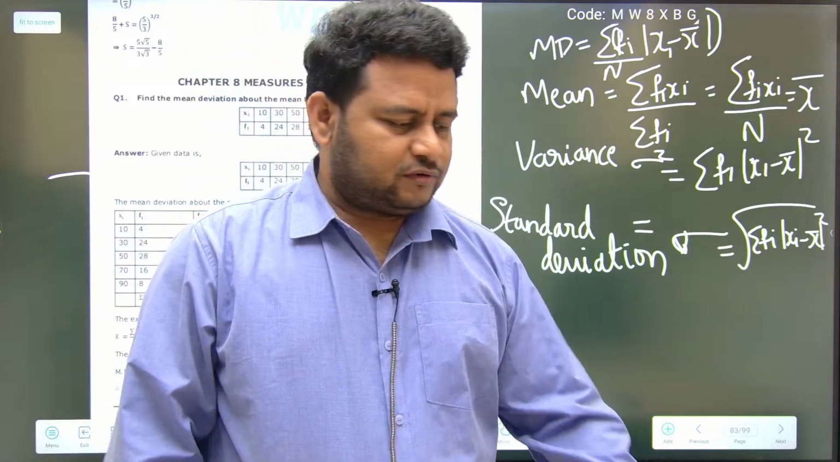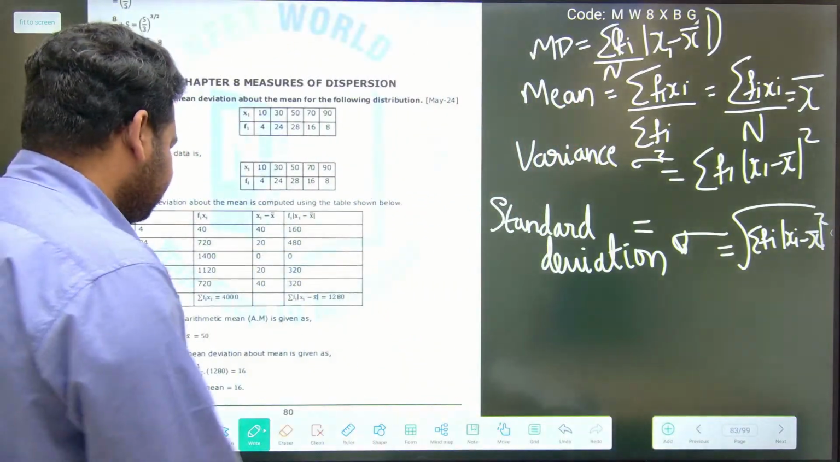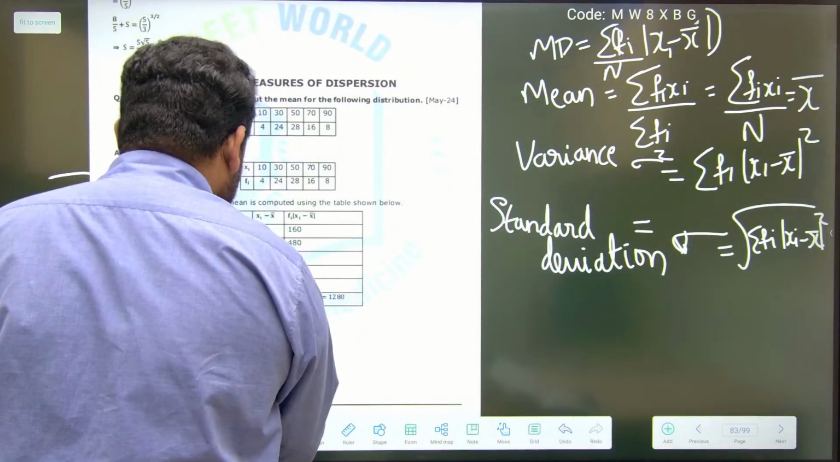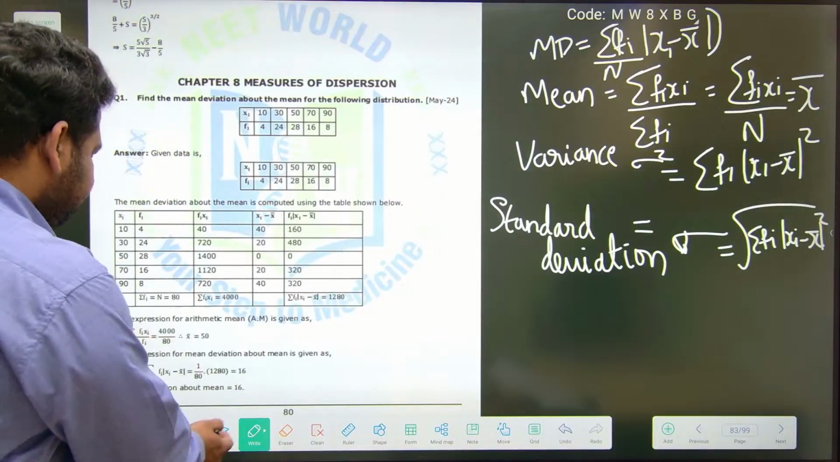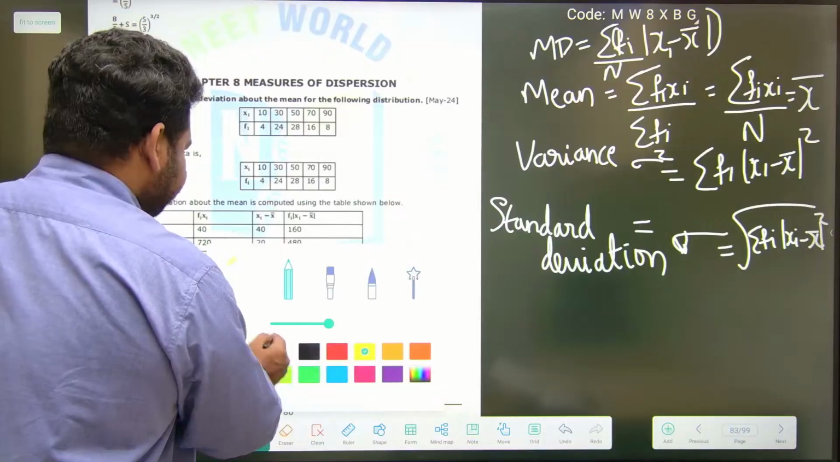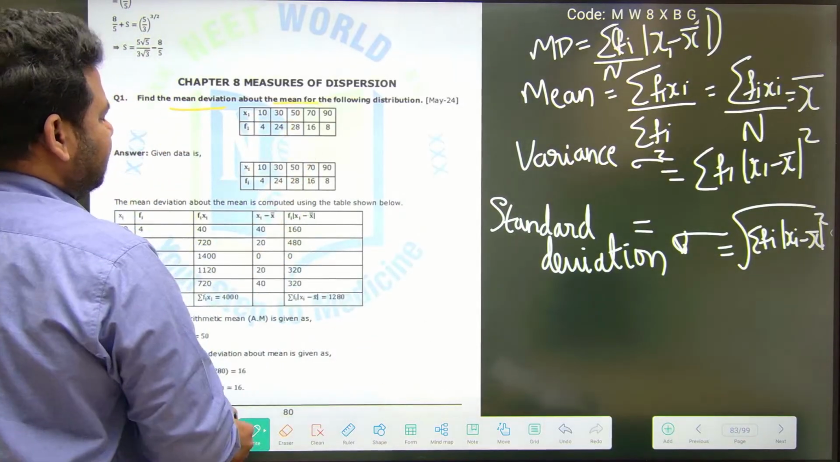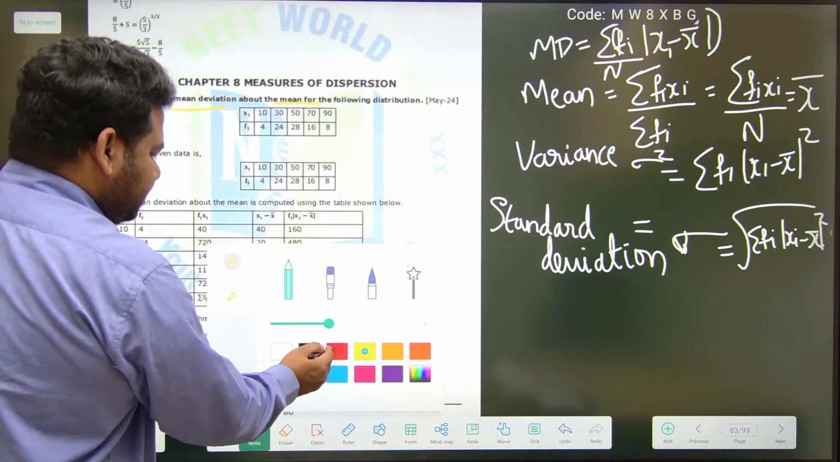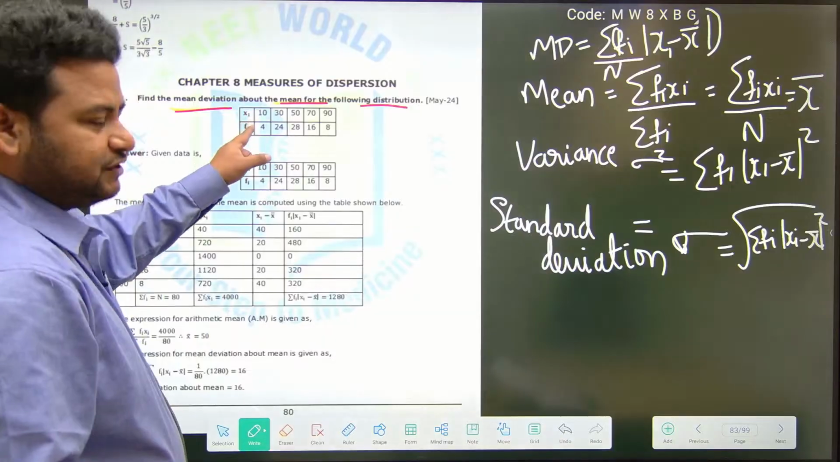So let us proceed with the question. What is the first question that is given? Find the mean deviation about the mean for the following data, for the following distribution. This is the distribution they have given, xi and fi.